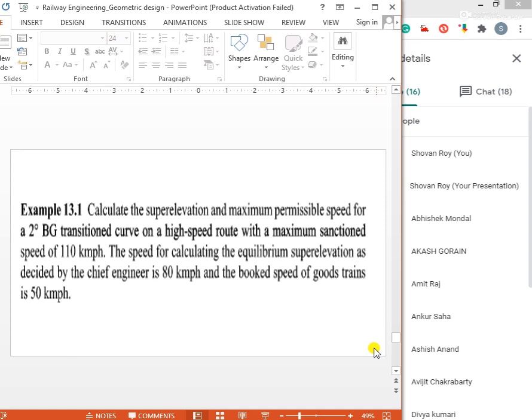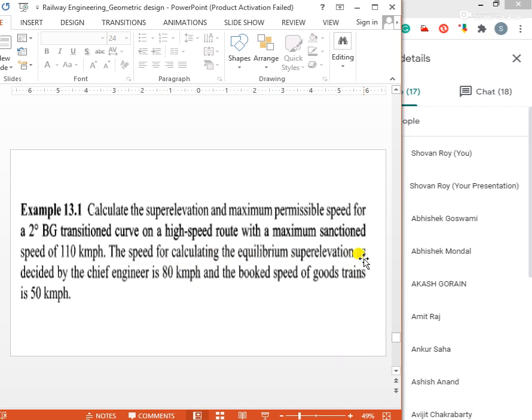Okay. So a high speed route with maximum sanctioned speed for the route of 110 km per hour, sanctioned by some engineer, where the degree of the curve is 2 degree. The speed for calculating the equilibrium super elevation as decided by the chief engineer is 80 km per hour.